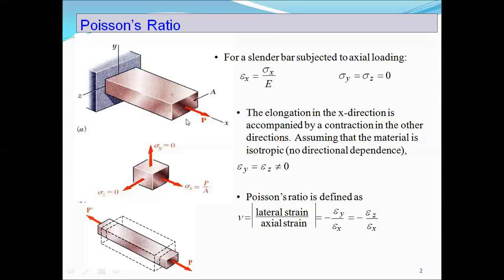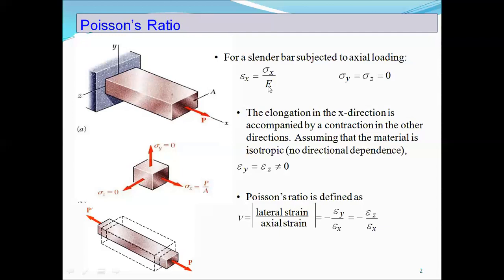Now, according to Hooke's law, sigma x, which is the stress in the x direction, would be equal to E epsilon x, or epsilon x is equal to sigma x by E. So this is Hooke's law for this loading condition, where a load P is applied along the x direction. Now in this case, sigma y, the stress in y direction, and sigma z, the stress in z direction, are 0.